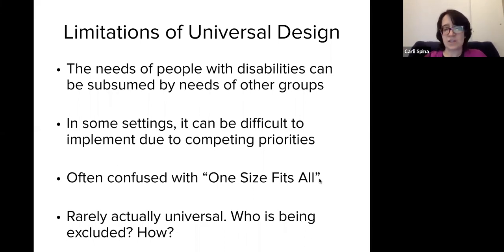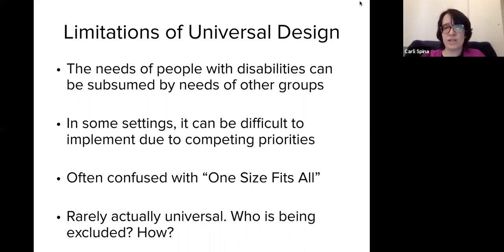And a lot of times that's the criticism I see from people who aren't proponents of it, is that they think that it is a one size fits all approach and that it's not really going to meet everyone's needs. And with that goes the last point, which is that it's rarely actually universal. And the actual definition that I read at the beginning from Ron Mace acknowledges this, saying that it's going to be universally designed for people to the greatest extent possible. But reality is that it's not always going to be the case.